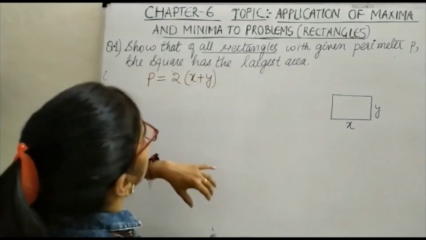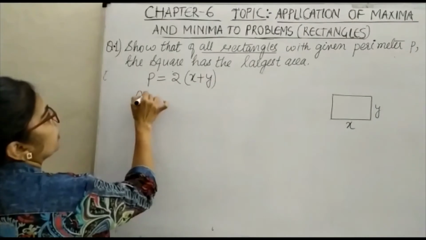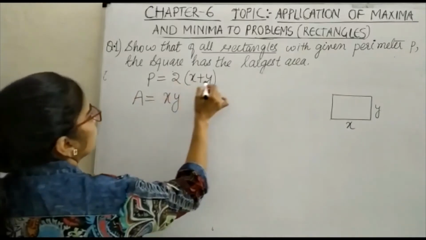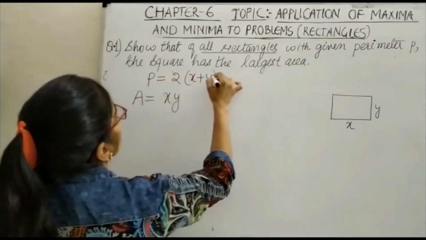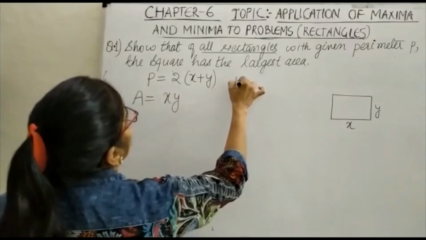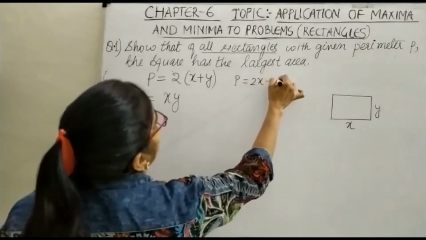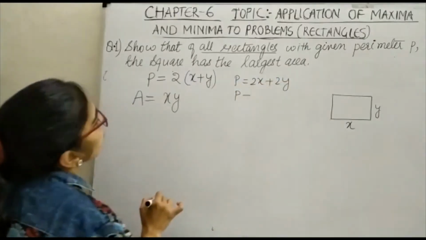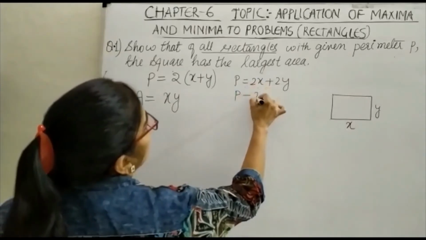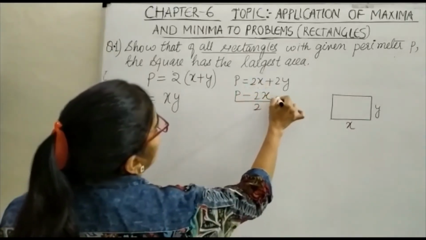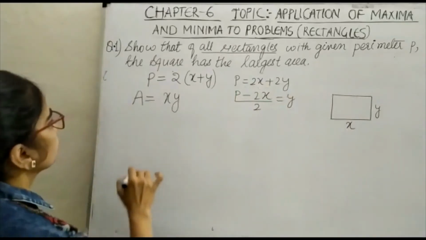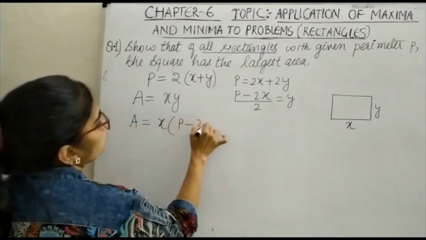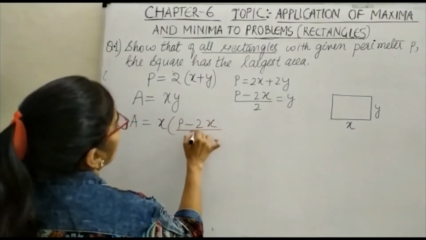Okay, now let us work out. The square has the largest area. पहले हम लोग a निकाल लें. एरिया आपका कितना हो जाएगा यहाँ पे? x into y. Find out the value from here. So you can see here p is equal to 2x plus 2y, right? So P minus 2x upon 2 is equal to y. So here area is equal to x, P minus 2x upon 2.